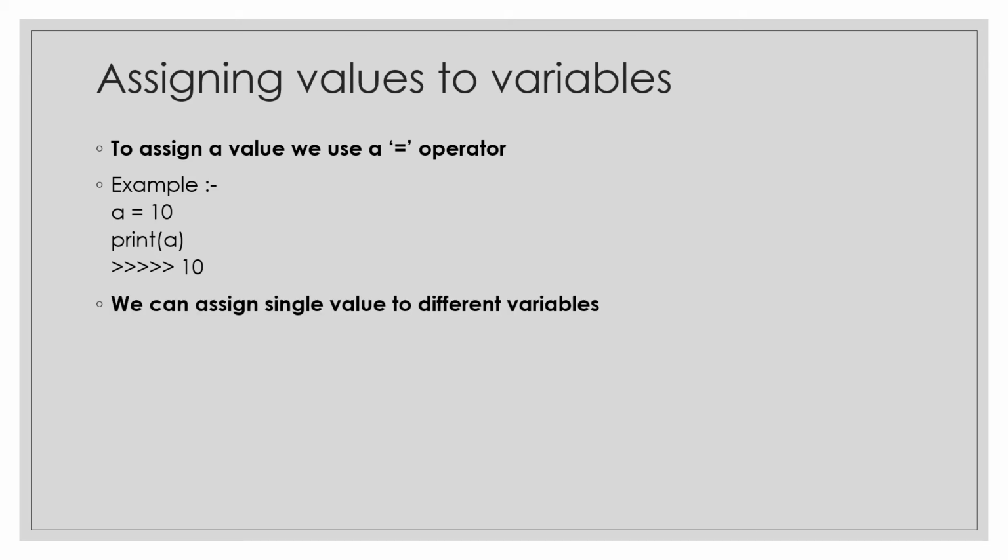We can assign a single value to different variables. For example, a equal to b equal to c equal to 20, where we have given three different variables a single value 20. So when you print all the three variables, the output will be 20, 20 and 20 as shown in the slide. Now let us understand the multiple variables and assigning techniques.